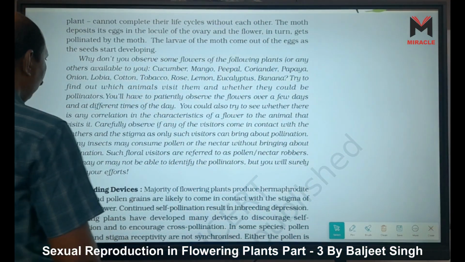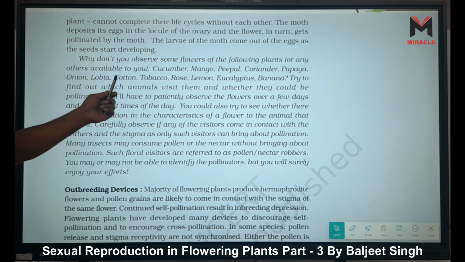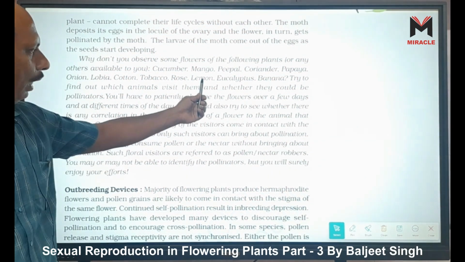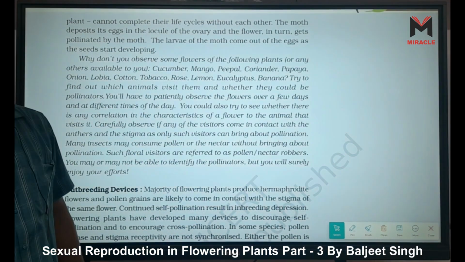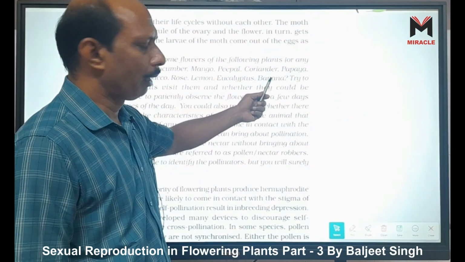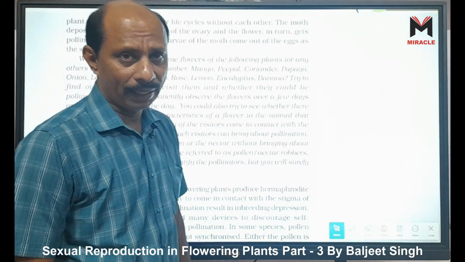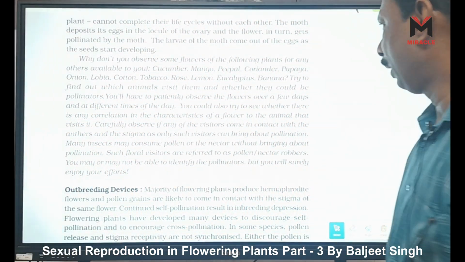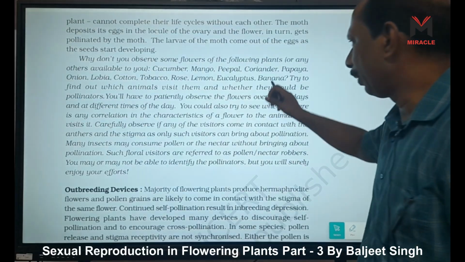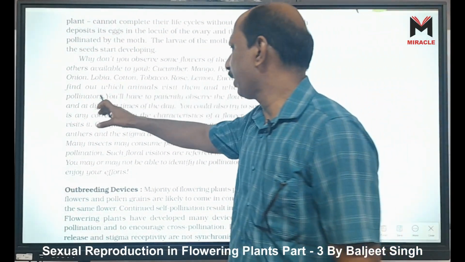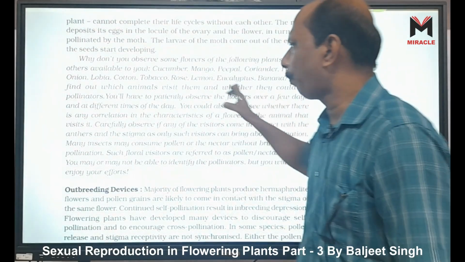Onion, entomophily, lobia, entomophily, cotton, entomophily, tobacco, entomophily. Rose also entomophily. Lemon, citrus, maybe myrmecophily or entomophily. Eucalyptus, banana means bats, right? Bat or maybe some bird. In some cases it is also observed in banana that ants are also involved, right? Try to find out which animal visits them and whether they could be pollinators.